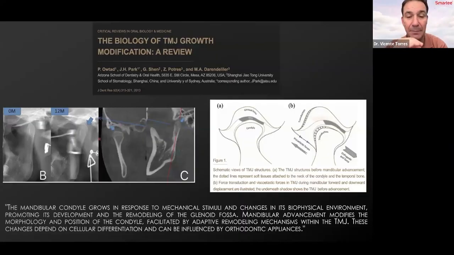And it doesn't matter the age. It doesn't matter if it's 9, 10, 15, 25, 35, 65. Of course, we need to understand every patient, and all the patients are the same.